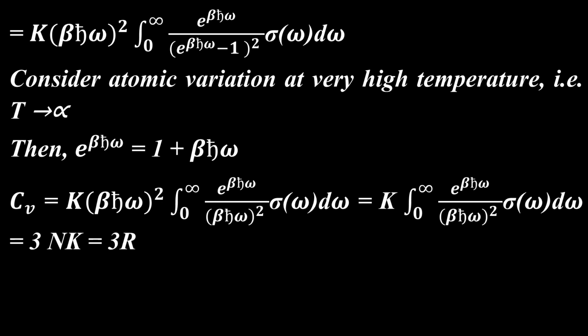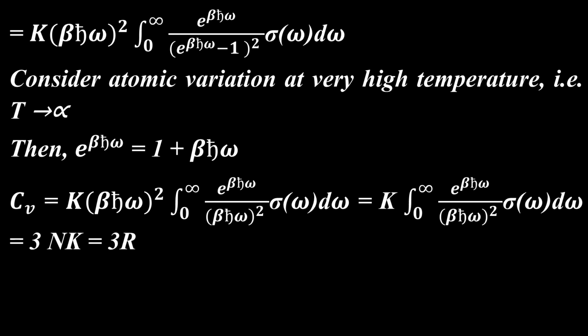and solving the equation we get k (βħω)² ∫ from 0 to infinity of e^(βħω) / (e^(βħω) - 1)² σ(ω) dω. Now consider atomic vibration at very high temperature, that is T equal to infinity. Then we can write e^(βħω) = 1 + βħω. Applying this condition, T equal to infinity, very high temperature, the β value, 1/kT, is very low, and at this condition we can write 1 + βħω.